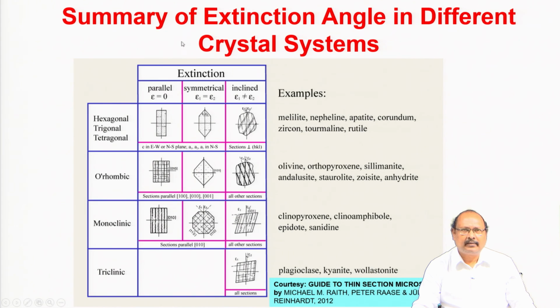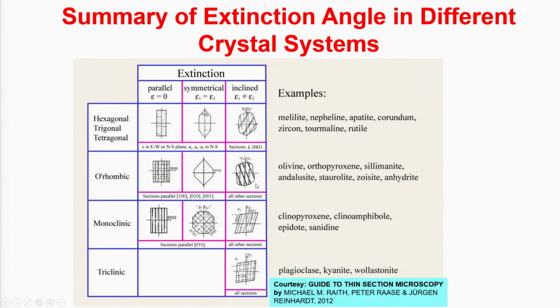Now, this is the summary of the extinction angle that we see in different crystal systems. These are the minerals belonging to the hexagonal, trigonal and tetragonal systems: melilite, nepheline, apatite, corundum, zircon, as we told you. They will generally show straight extinction, and if there are two sets of cleavages or two morphological directions, they may show symmetrical extinction in sections perpendicular to the C crystallographic axis, or in the 001 plane here.